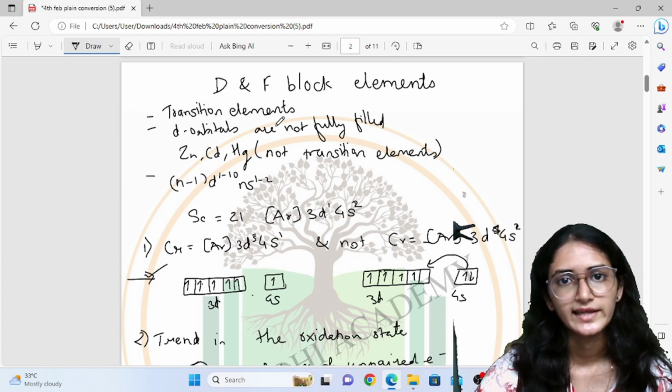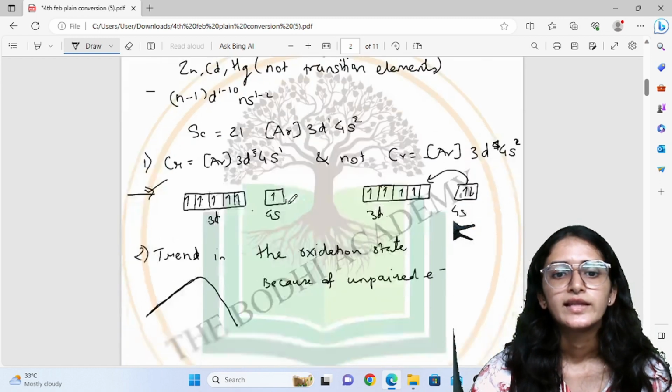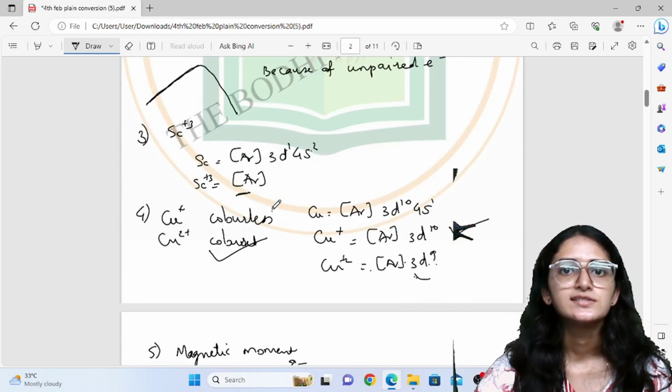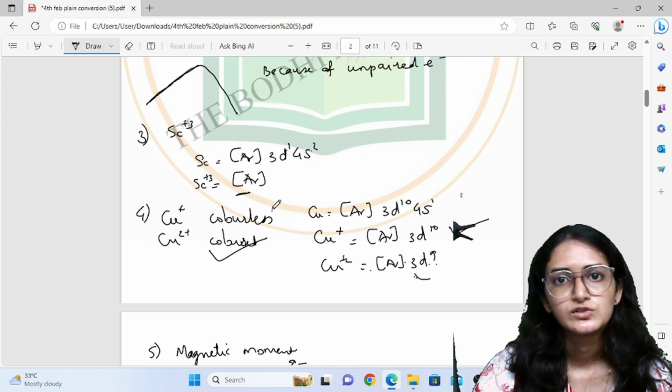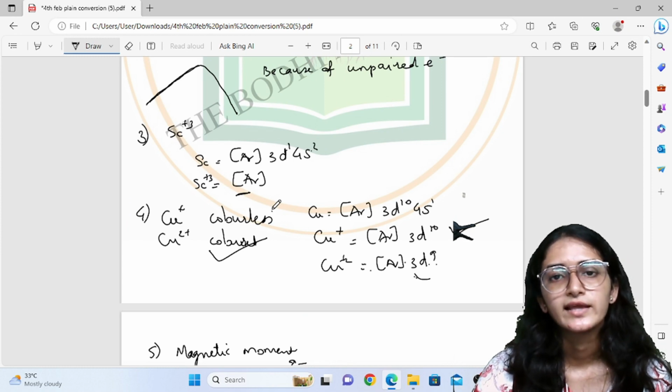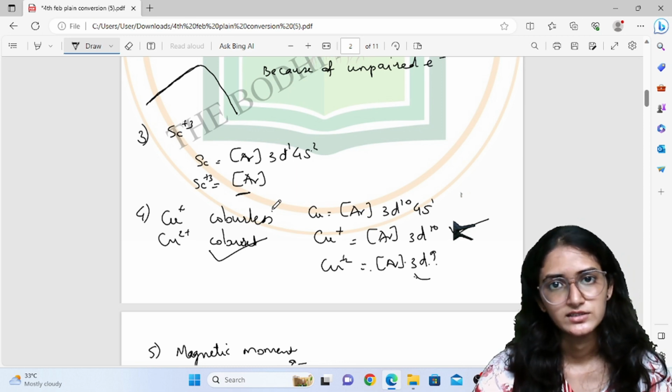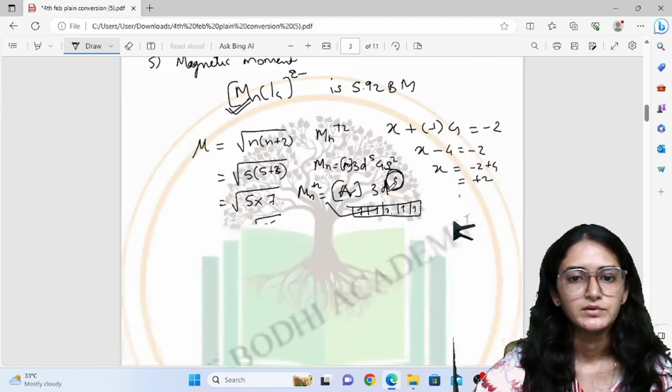Some questions are from characteristic properties. D block elements have a tendency to form interstitial compounds. They also act as catalysts, and form colored compounds. These are some of the characteristics, so you have to remember this.